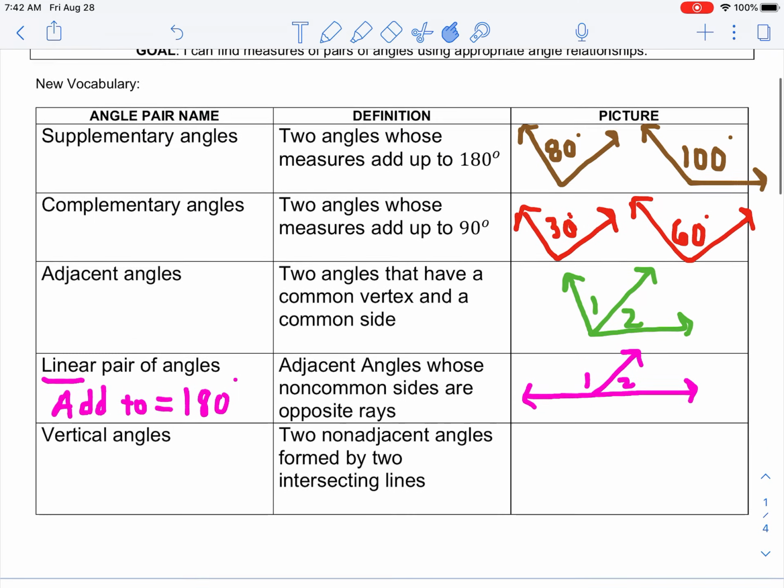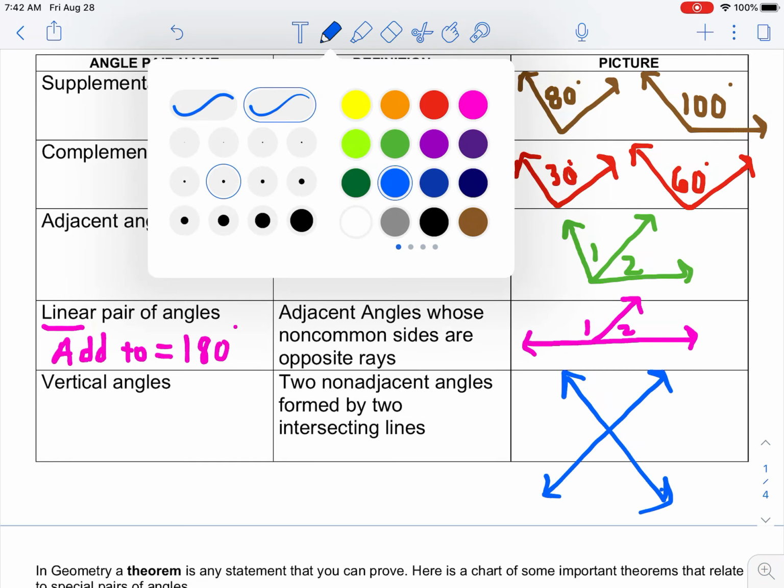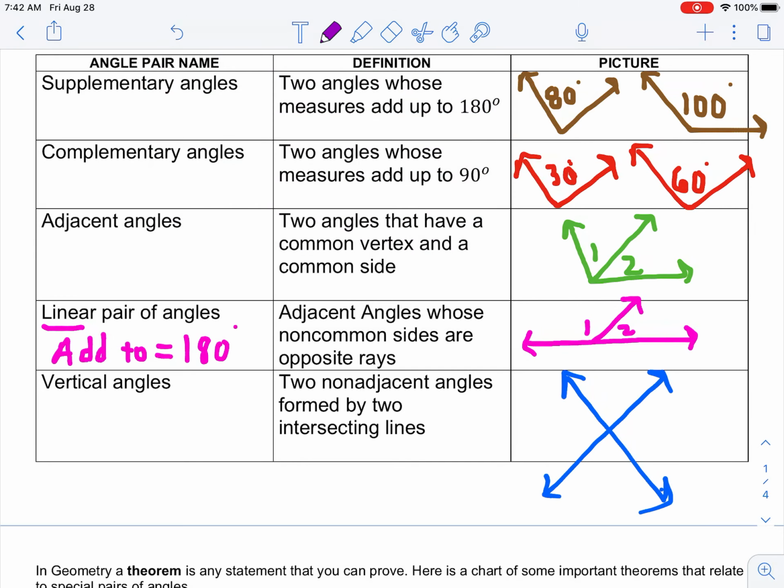And then the last one, vertical angles. Vertical angles are angles that are across from each other. So what we think of as an X. Let's say I have one line crossing another line and forming a cross or an X. Now angle 1 and angle 2 in purple are vertical angles. They're across from each other. They're also equal to each other.